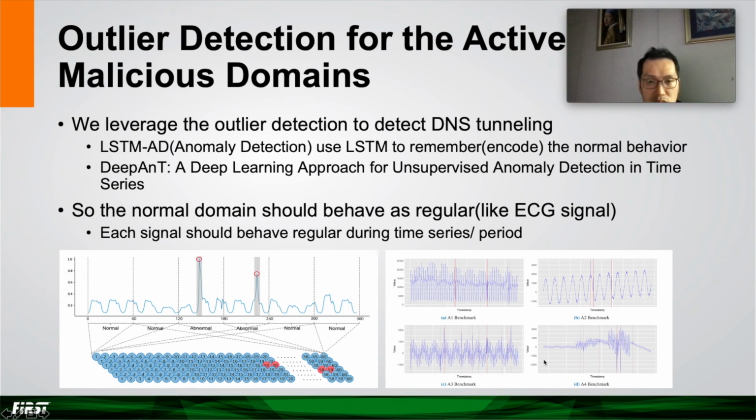So first, we create a domain detection indicator and use the long short-term memory model to memorize the normal behavior of this indicator. Like a normal heartbeat, it will have relative regularity. The outlier, such as an abnormal rising signal, is used to detect malicious behavior.